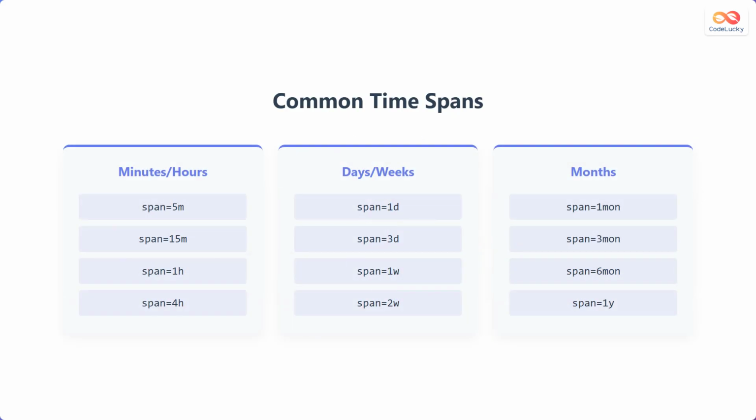Understanding the different time span options is crucial for effective bucketing. For minutes and hours, you can use spans like 5m for 5 minutes, 15m for 15 minutes, 1h for 1 hour, or 4h for 4 hours. For longer periods, you have days and weeks options such as 1d for daily buckets, 3d for 3-day intervals, 1w for weekly buckets, or 2w for biweekly periods. For even longer analysis, you can use monthly spans like 1mon for monthly buckets, 3mon for quarterly analysis, 6mon for semi-annual periods, or 1y for yearly buckets. Choose your span based on the granularity you need for your analysis.